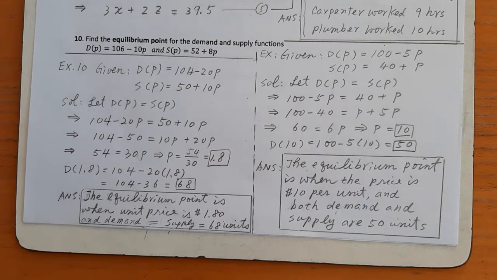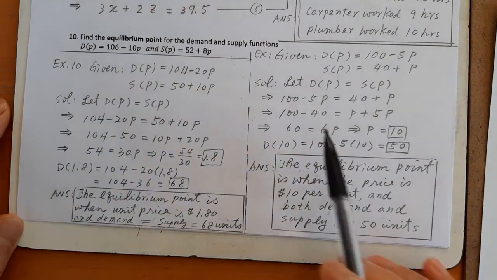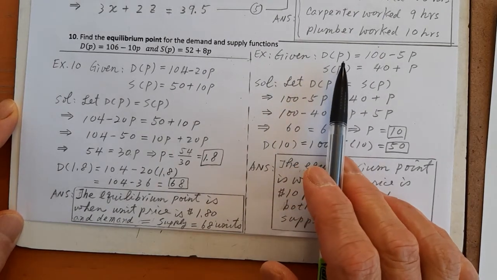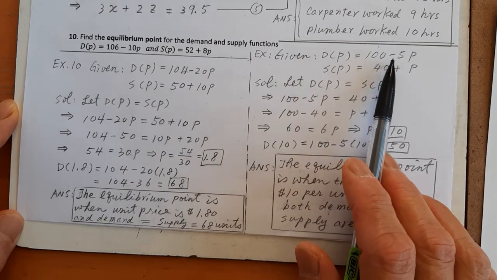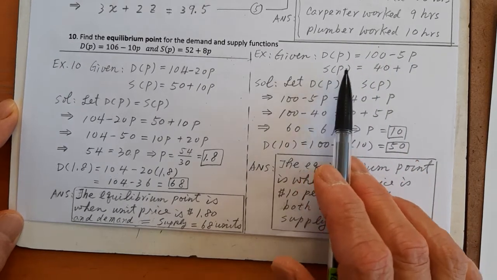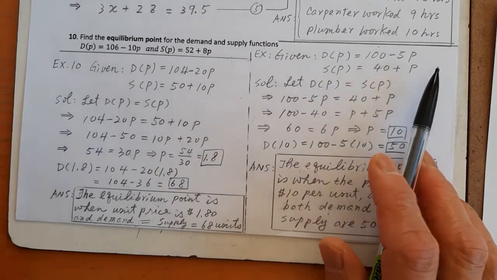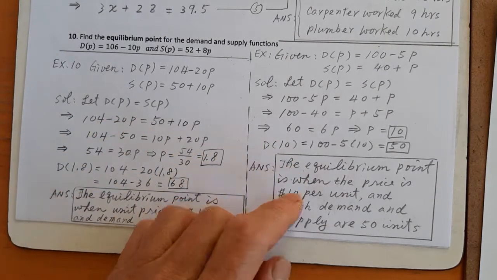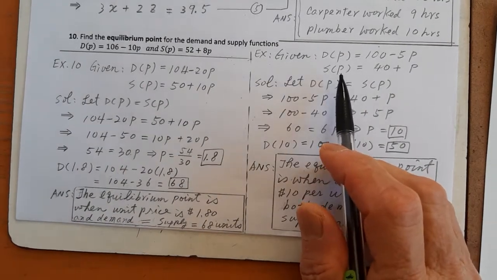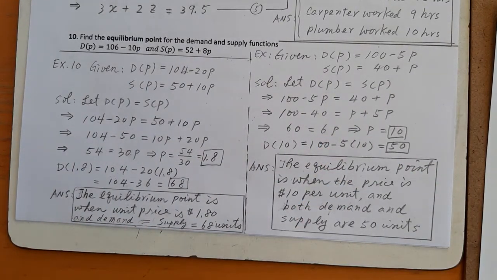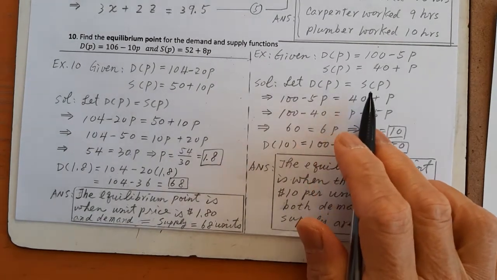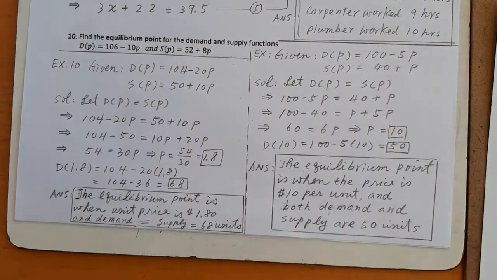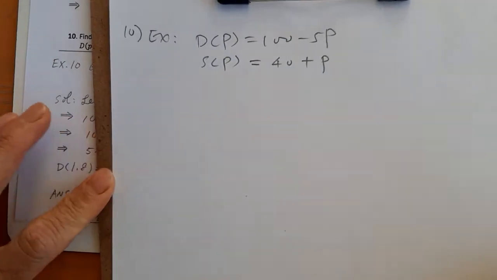Question 10, second example. Given the demand in terms of price is 100 minus 5p, and the supply of p is 40 plus p, find the equilibrium point. P is the price. The equilibrium point is where the demand and the supply are equal. So you let demand and supply be equal.